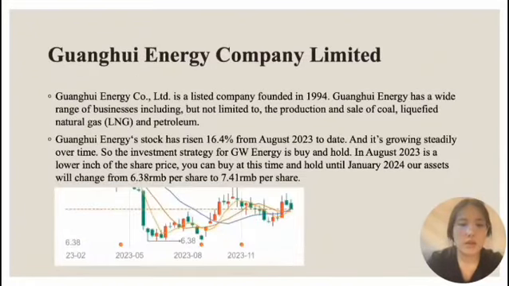Guanghui Energy has a wide range of business, including but not limited to the production and sale of coal and liquefied natural gas. Guanghui Energy's stock has risen 16.4% from August 2023 to date. So the investment strategy for Guanghui Energy is to buy and hold. In August 2023, it's a lower price. We can buy at the time and hold until January 2024. Our assets will change from 6.38 RMB per share to 7.41 RMB per share.